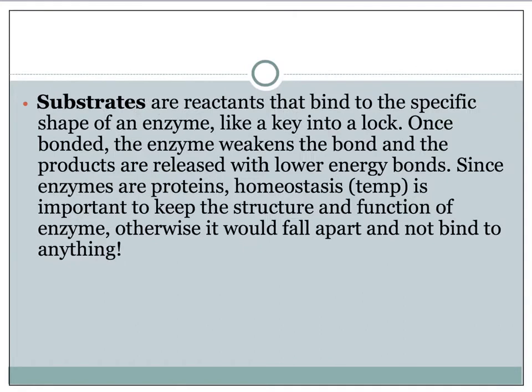All right, so now there's something called a substrate. It sounds like a really fancy chemistry word. It kind of is. It's kind of like a puzzle piece or like a key in a lock. And what it's going to do is weaken the bond so that a new substance can be made. Now, enzymes are proteins, so homeostasis is important. It is not going to be able to function if it's too hot or too cold. It's got to be just right. It's just so amazing, and just another reason why our bodies are amazing.